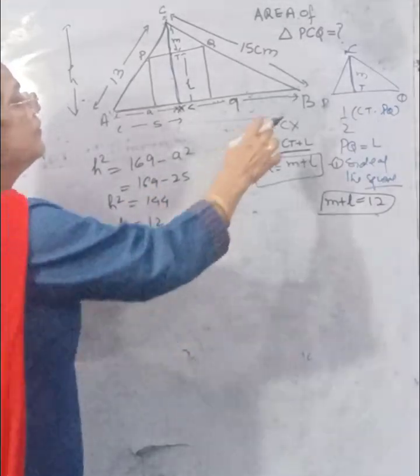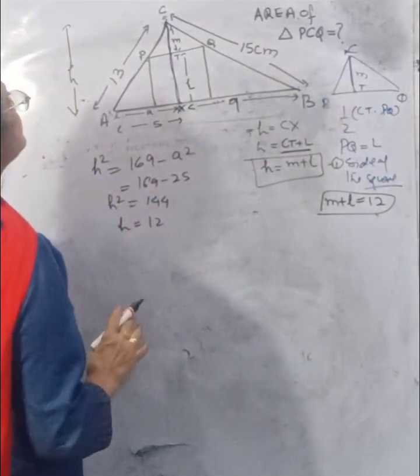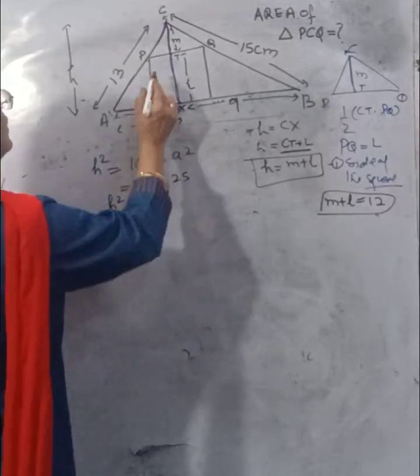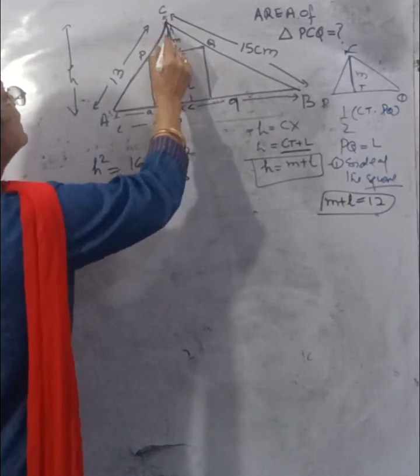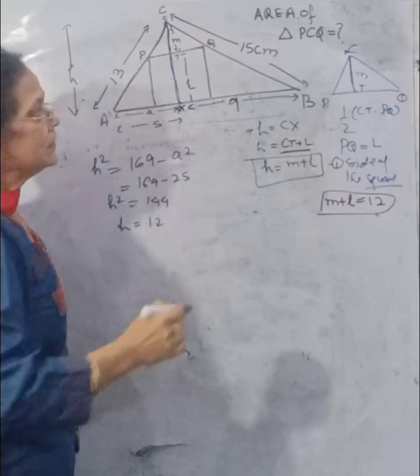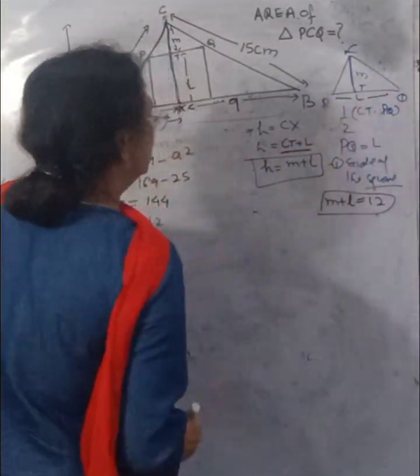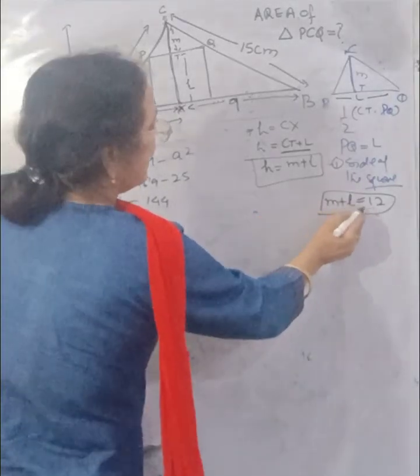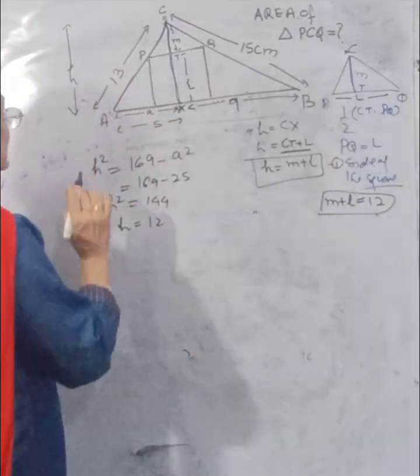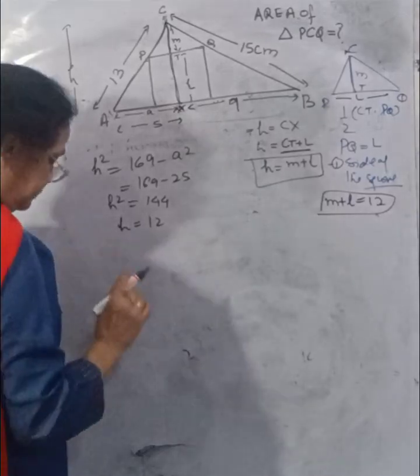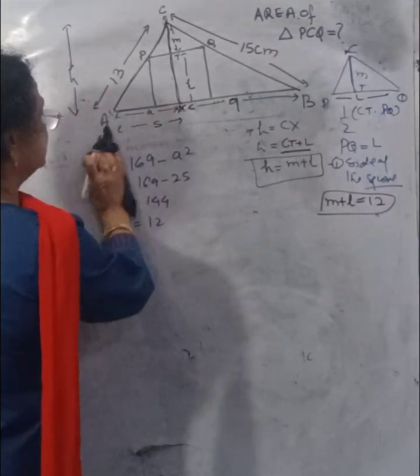We have to find ML somehow, and then we can find the area of this triangle, because L is the base and M is the height. This is L, the base of the square. Now, one relation between M and L is m plus l equal to 12. Another relation is to be obtained.